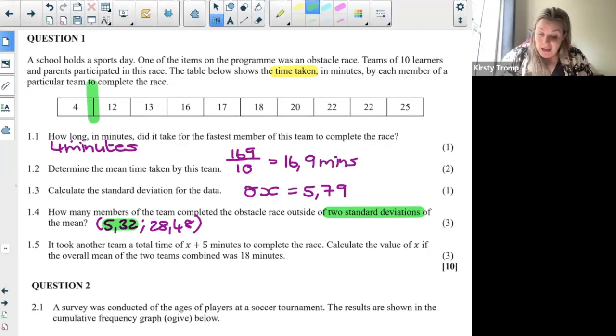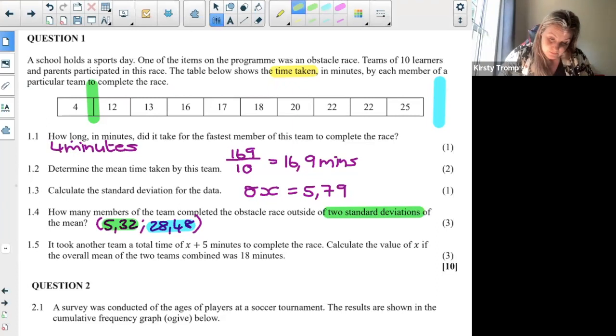My highest standard deviation there was 28,48. The person who took the longest to complete this race was 25. So my highest deviation is going to be up here. So nobody was outside of that in the highest range.